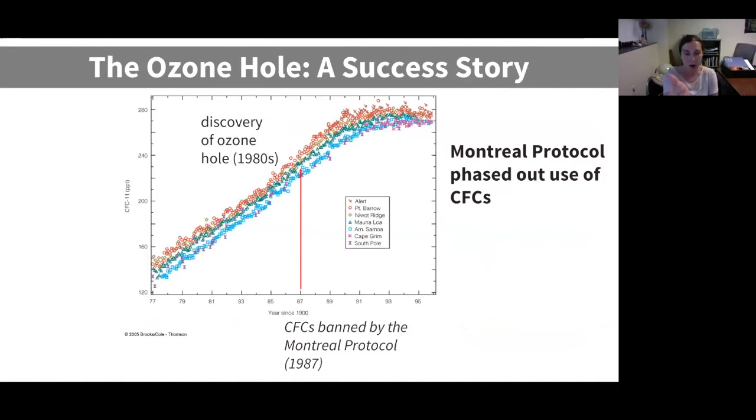You can see when the ozone hole was discovered in the 1980s, and this graph shows the concentration of these CFCs in the atmosphere. An international group convened, and the Montreal Protocol was passed just a few years after the discovery of the ozone hole. Almost immediately, the production of these CFCs was leveling off. By the early 90s, within just a few years, the concentration had stopped increasing, and CFCs were being phased out entirely.